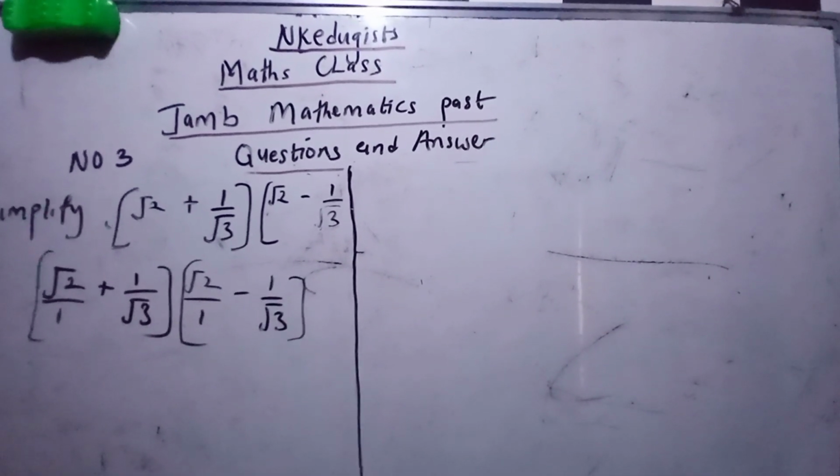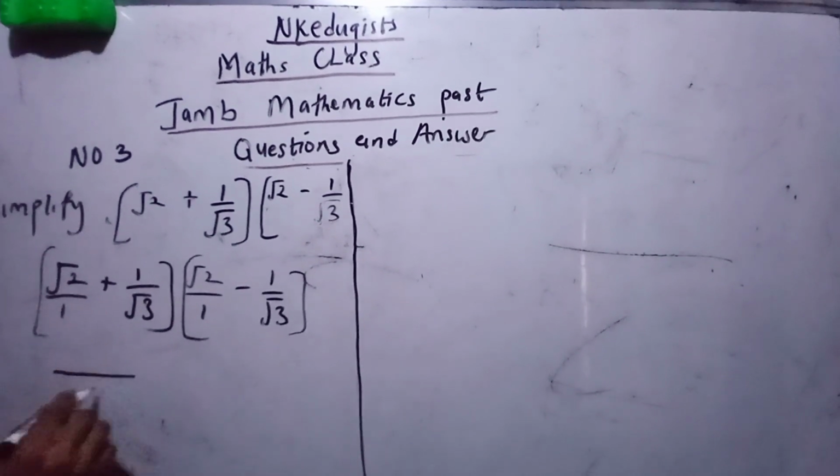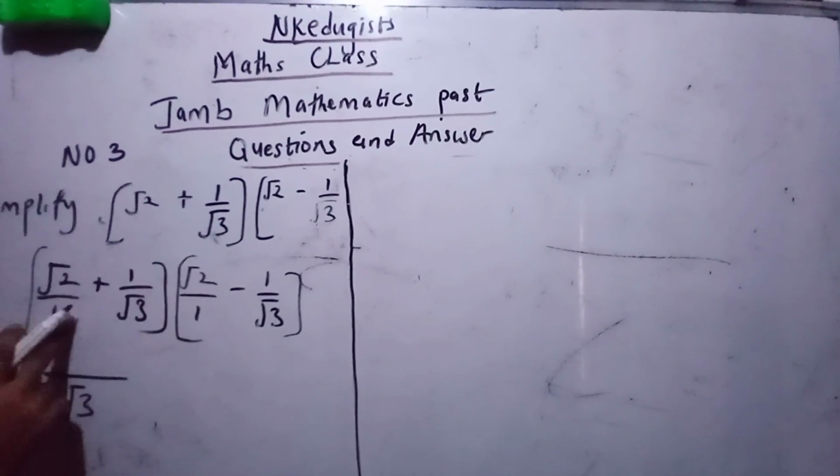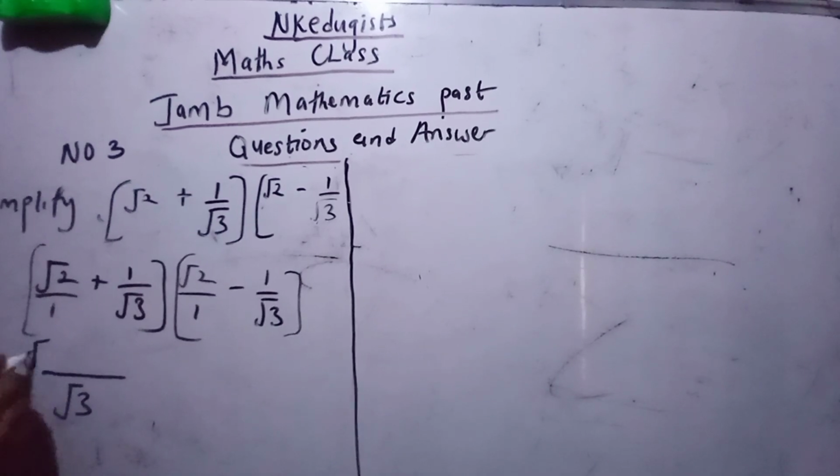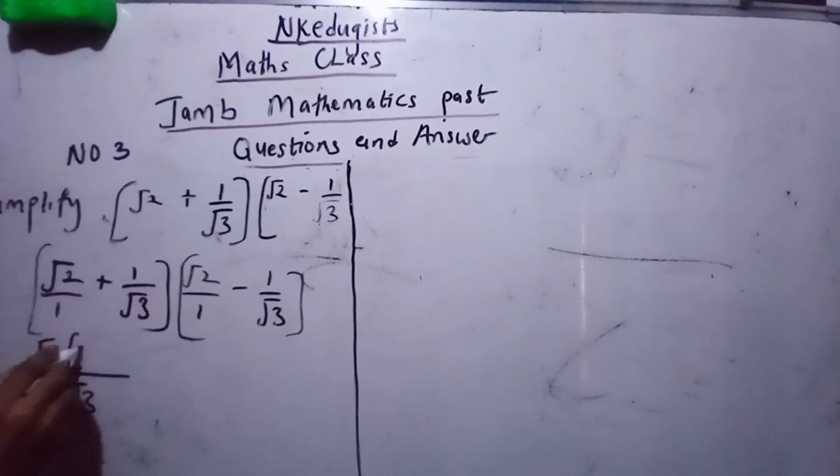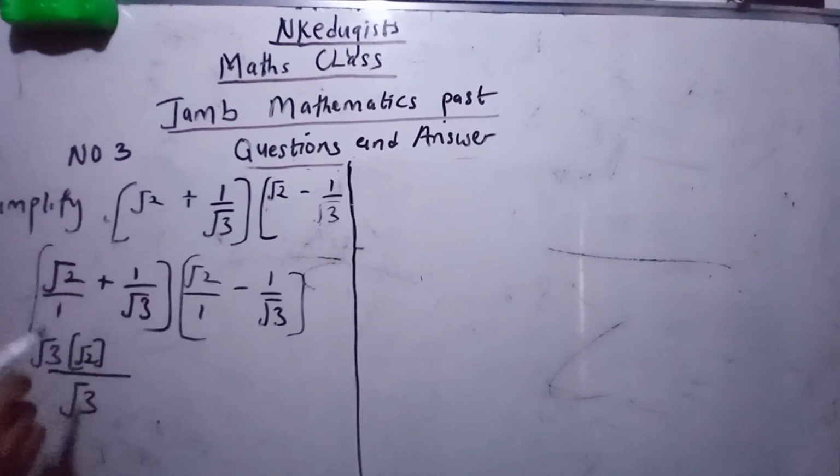The LCM of 1 and 3 is what? Is √3. So 1 going to √3 is what? Is √3, √2. Okay, I'm doing that again.